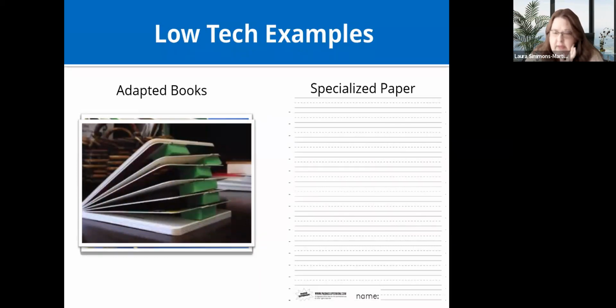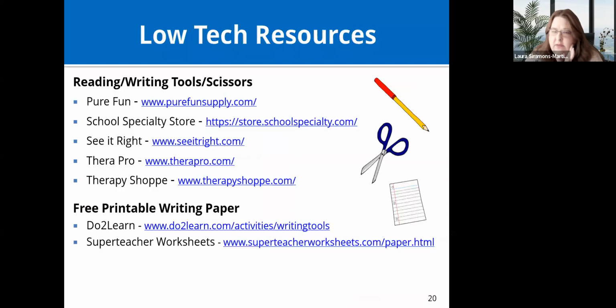The thing with specialized paper is it tends to be expensive. So I put in some links for free downloadable writing paper. And then after each section, this is where you would find your reading, writing tools and specialized scissors. So there's resources in there for you, and they're all clickable direct to the vendor.